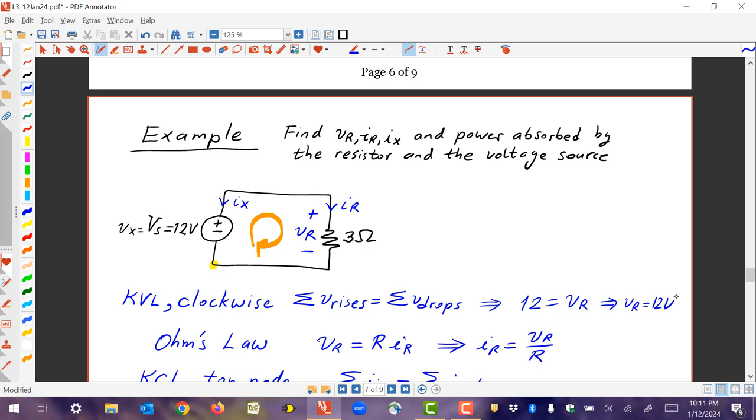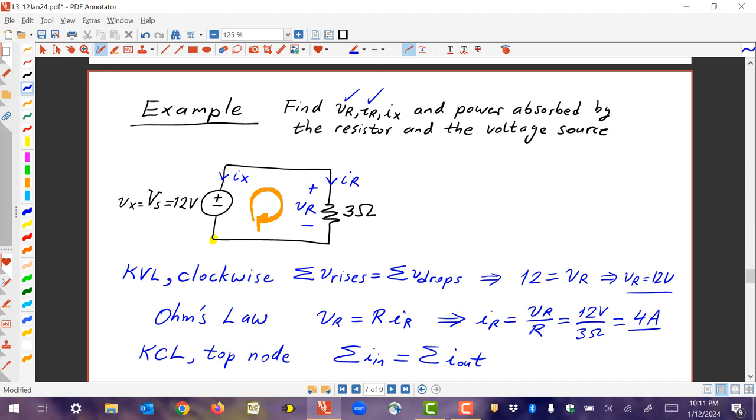Okay, so what else do we have? Well, if we know VR, you know IR because of Ohm's law. In a resistor, VR and IR are related. So VR is R times IR, right? And that means the current is V over R. And so VR is 12 volts. We found that, right? And then R is 3 ohms. That means IR must be 4 amps. Okay? So now we determined VR and IR, and we're just going down the line. We've got VR, we've got IR.